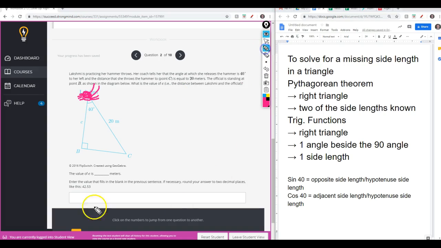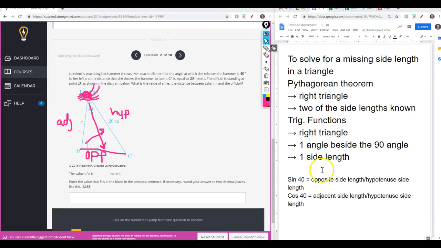Alright, so now we're going to label it. The easiest side to label is the hypotenuse because it's always going to be across from the 90-degree angle. So that side length is the hypotenuse. The next one for me that's easiest to label is the one directly across from the angle. So if you go directly across from 40 degrees, this side length, BC, is the opposite. And then this last one is the adjacent.